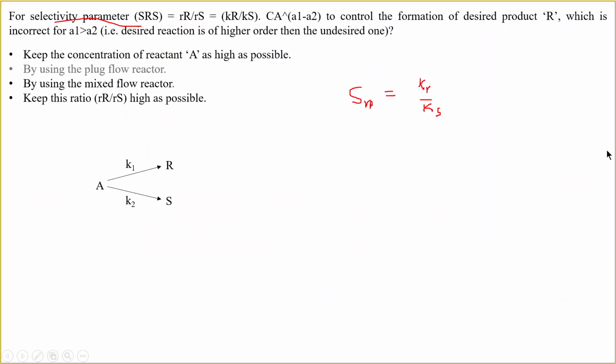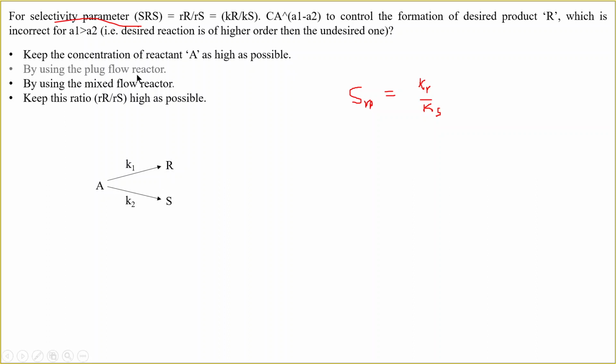Yes, okay, so for selectivity parameter to control the formation, then we have the next. So keeping the concentration of reactant A as high as possible is the favorable option, so that we can get a lot of formation of the product that is R.